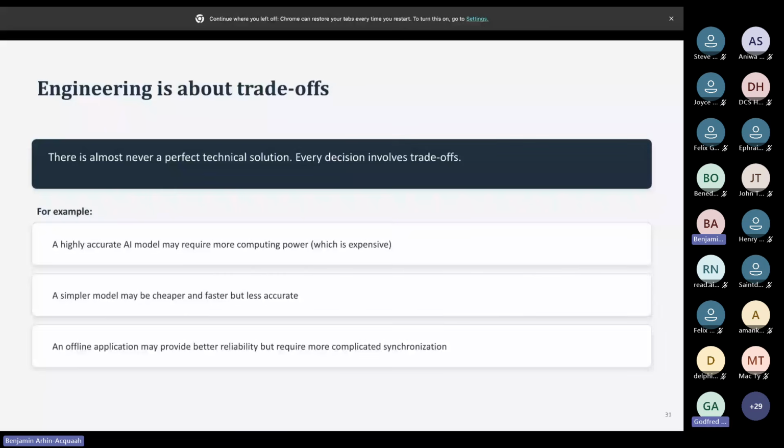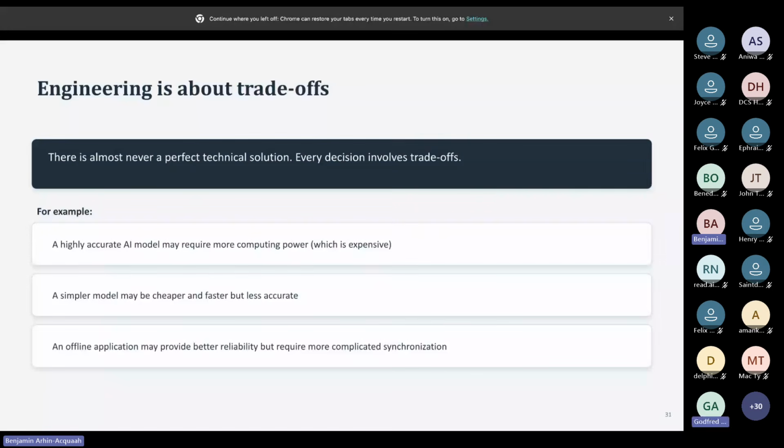Yeah. So once you do this, now you need to also understand that engineering, in its general sense, is more about trade-offs. Any decision you make, you have to give something up to get another thing. There is almost never a perfect technical solution. Every decision may involve a trade-off.